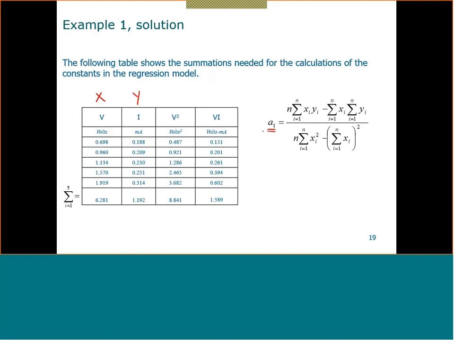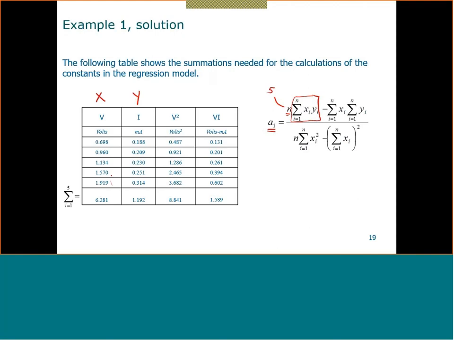This formula requires the summation of X times Y, which is why I multiply V times I. So I need to multiply V and I, and then sum all of them. This will give me this term. Then I multiply by N. N simply goes from 1 to 5, sorry, 1, 2, 3, 4, 5. There are five values, so N here is equal to 5.